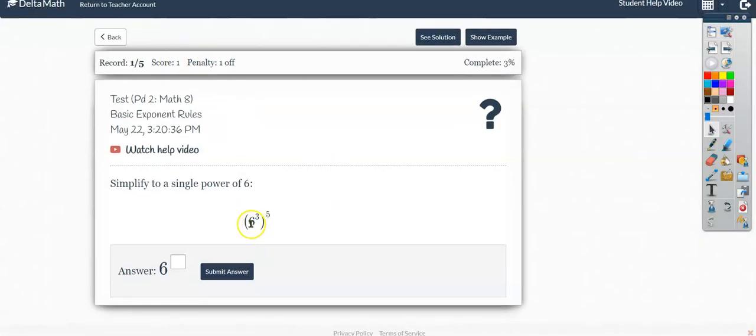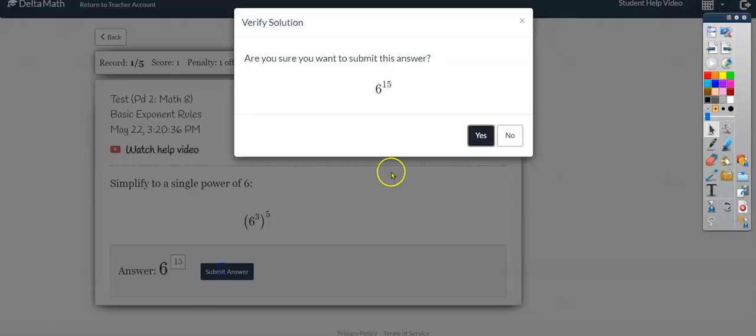For this one, we are raising a power to a power. When you raise a power to a power, you distribute. The base stays the same, the exponents get multiplied. So 6 to the 15th is our answer, 6 to the 15th power.